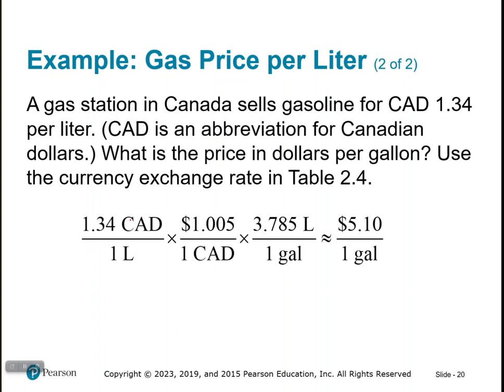Canadian dollars are in the numerator for our given problem, so they have to be in the denominator for our conversion. Liters are in the denominator of our original problem, so liters need to be in the numerator of our conversion. And so we're looking at Canadian dollars canceling. We're looking at liters canceling. All we have left is US dollars per gallon. So that's $5.10 per gallon.